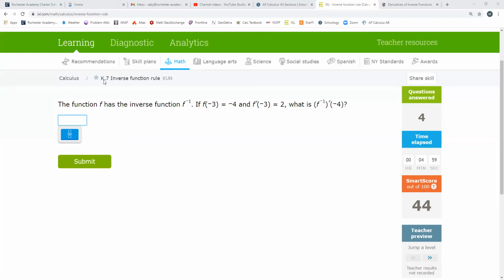All right, so here's the kind of problem that you're going to see. The function f has the inverse function f to the -1 power, which we're going to read as f inverse. If f of -3 is equal to -4 and f prime of -3 is equal to 2, so the value of the function at -3 is -4 and the derivative of the function at -3 is equal to 2, what is the derivative of the inverse function applied at -4? That looks like a whole lot, but let's take a look at how we can work this out on paper pretty easily.